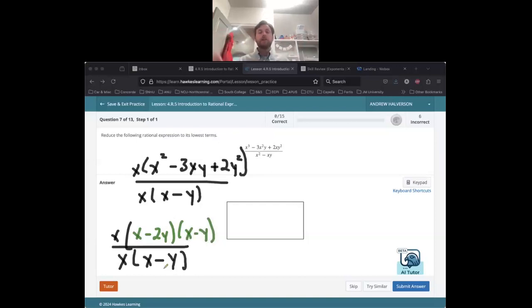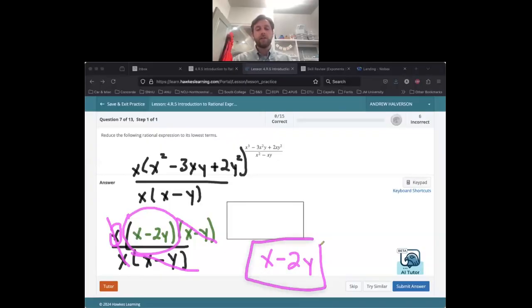Okay. So now the top is completely factored. I pulled out a GCF, then I factored the trinomial. And in the denominator, just factor the GCF out. So I'm going to take this x here, and cancel it with the x down there. Those I can cancel, so I'm going to strike those. This x minus y here is going to strike with this x minus y right there. And look at that. This is the only thing that's left behind. So the answer is x minus 2y in this case. Everything else canceled, coincidentally.